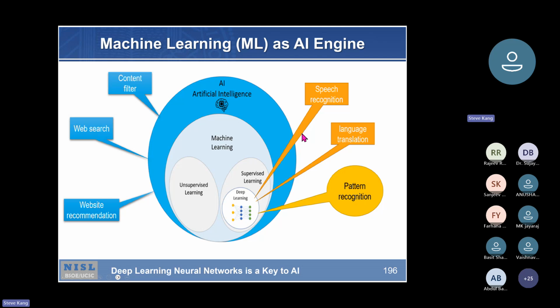So let's look into AI, right? Artificial intelligence. Within it, machine learning plays an important role. You can divide machine learning into supervised and unsupervised learning. Ideally, if you have unsupervised learning, the better. But in supervised learning, deep learning is a core component of it. It can be applied for speech recognition, language translation, pattern recognition, and so on.